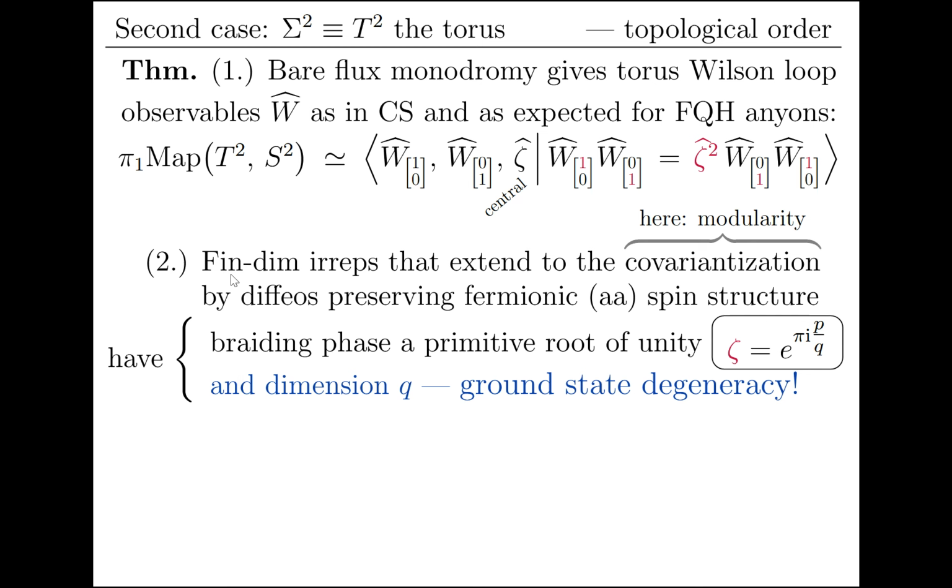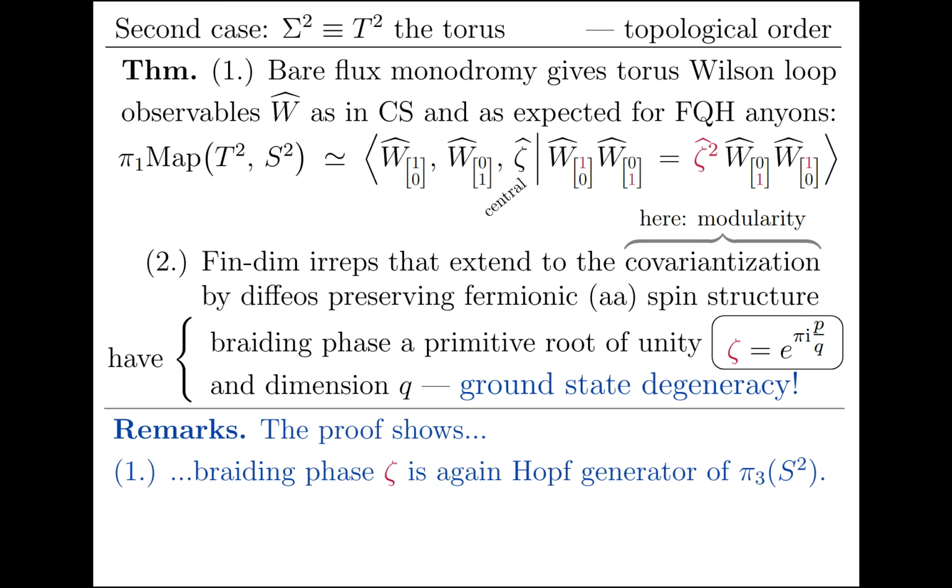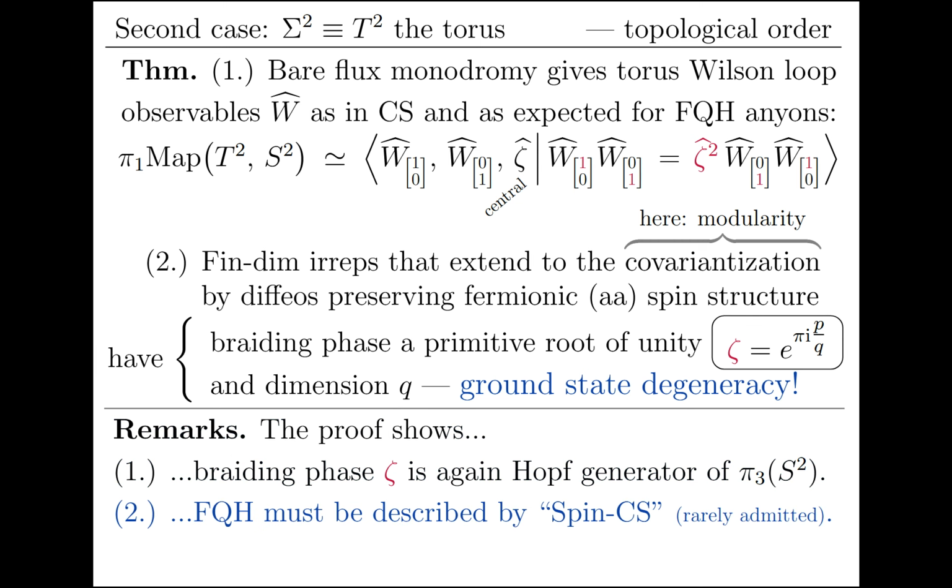This just says that the finite dimensional irreps that are modularly equivariant have this property. So it makes me think that there's actually a gap in the standard approach. In as far as K-matrix Chern-Simons theory disagrees with this, it looks to me like that's the fault of K-matrix Chern-Simons theory, because this is just a mathematical fact here about irreps. Anyway, this is what our theory predicts. So, remarks again: the proof shows that the braiding phase zeta again comes from the Hopf generator. I mentioned this before, that a fractional quantum Hall system must be described by spin Chern-Simons theory. So this is encoded in this fact here that we're using the spin diffeomorphism structure.